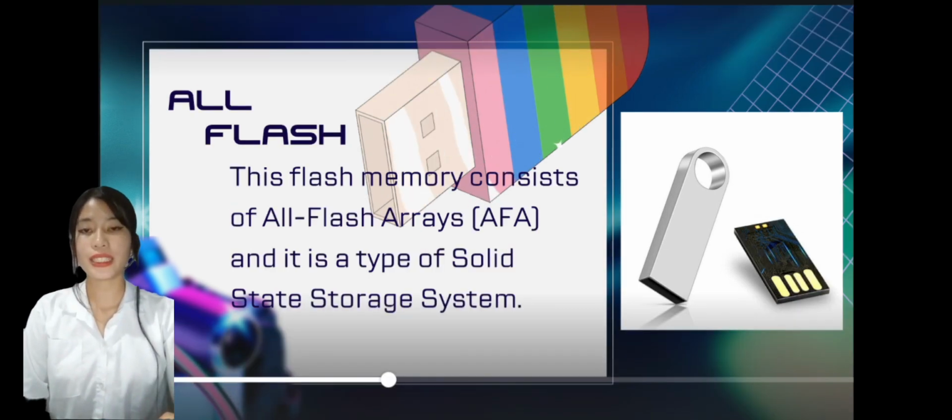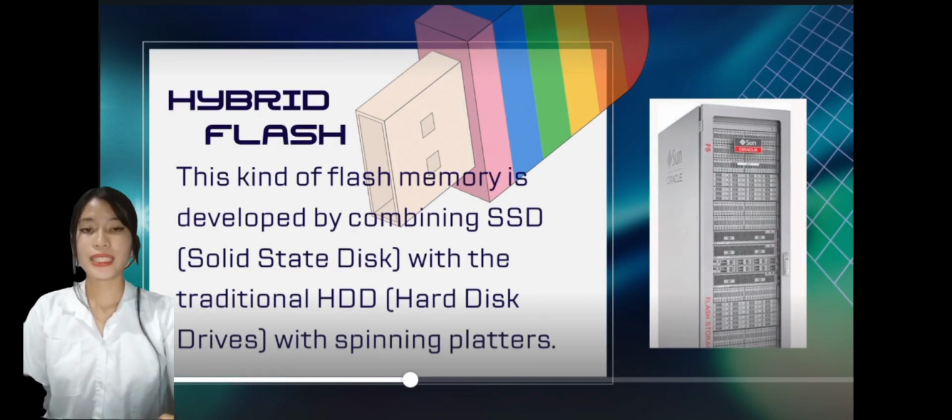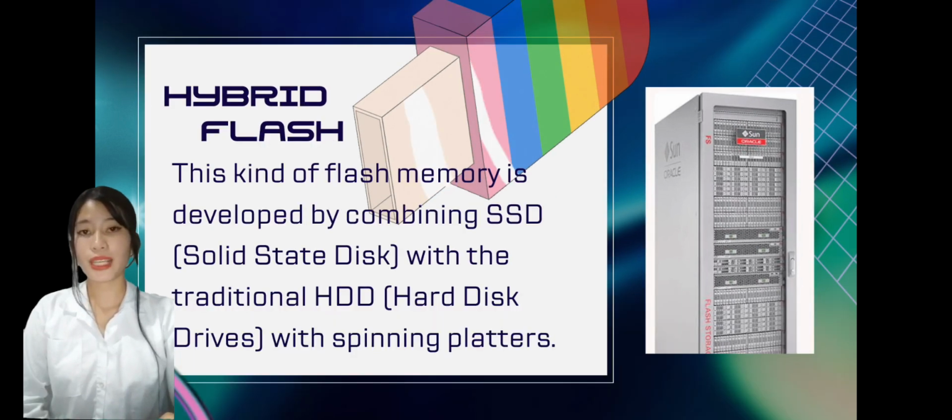And the second is hybrid flash. This kind of flash memory is developed by combining SSD, solid-state disk, with the traditional HDD, hard disk drive, with spinning platters. A hybrid flash array is a storage array that is comprised of both mechanical and solid-state storage. Flash is used in place of traditional mechanical hard disk drives that are more commonly associated with RAID systems.